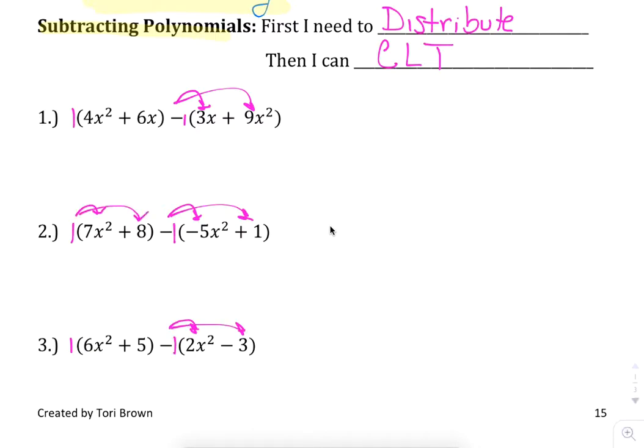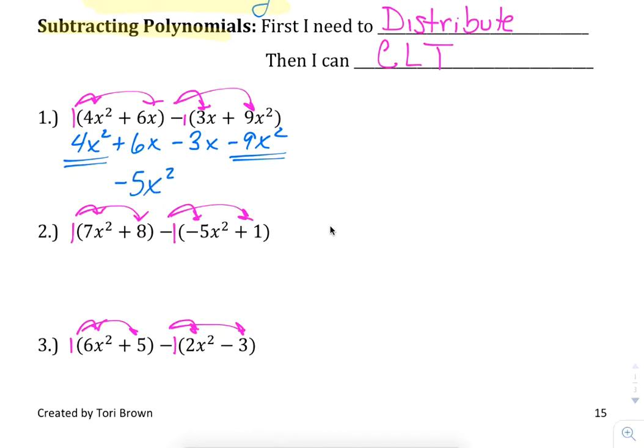Okay, so the first one is positive. The second one is going to be negative. Okay, let's see what that looks like. On problem 1, we're writing out 4x squared plus 6x, but negative 1 times 3 is negative 3x. And negative 1 times 9x squared is a minus 9x squared. So I'm still going through, I'm looking at my squareds. 4 minus 9 is a negative 5x squared. 6x minus 3x gives me a positive 3x. This is your answer.